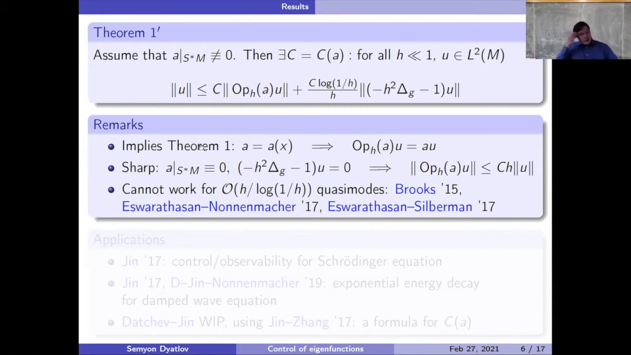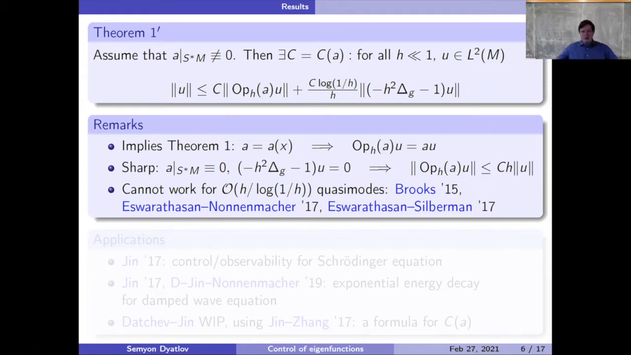And I should also say that this is sharp in two ways. One way is that if you assume that your symbol is identically 0 on the cosphere bundle, then it's easy to see using the basic semiclassical methods that the first term on the right-hand side would actually be O of h. So your eigenfunctions live microlocally on the cosphere bundle. That's because we chose the correct normalization.